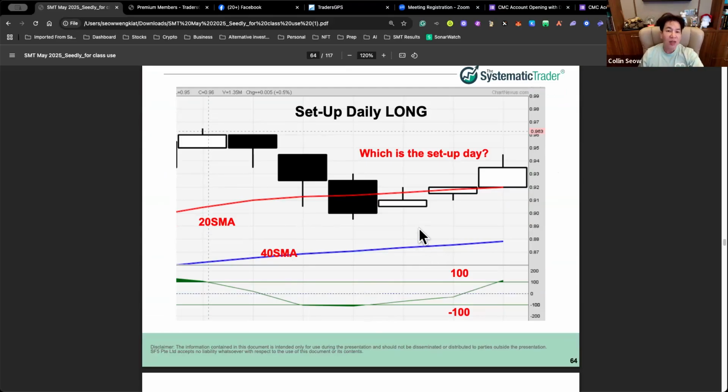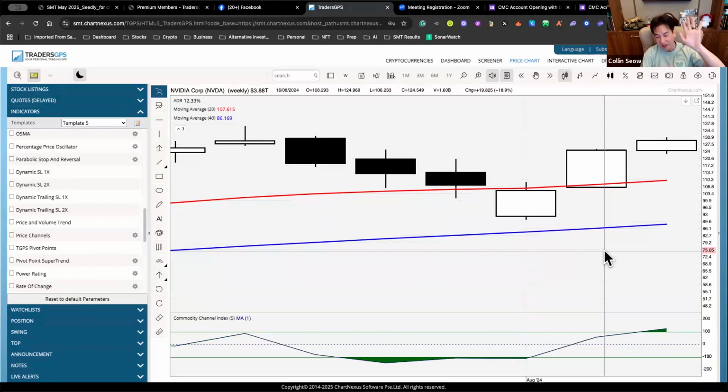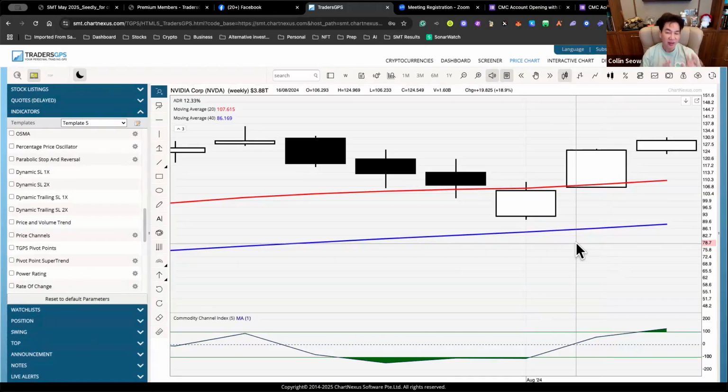So now I want to ask you all, based on this chart, which day is the setup day and which day is the trigger day? What's the difference between setup and trigger? Setup is the get ready day. Get ready means getting ready to wait for the price to go above the high. And once the price goes above the high, that will be the trigger. So the get ready day and then the trigger day.